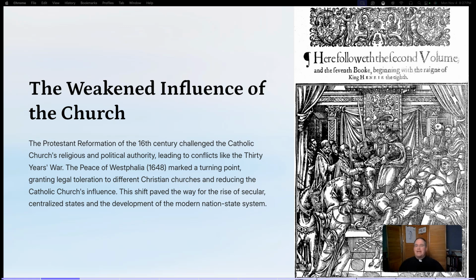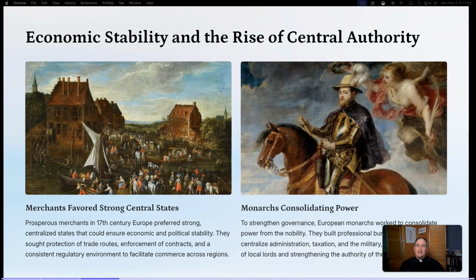The Peace of Westphalia in 1648 marked a turning point, granting legal toleration to different Christian churches and diminishing the Catholic Church's influence. This shift paved the way for the rise of secular centralized states and the development of the modern nation state system.